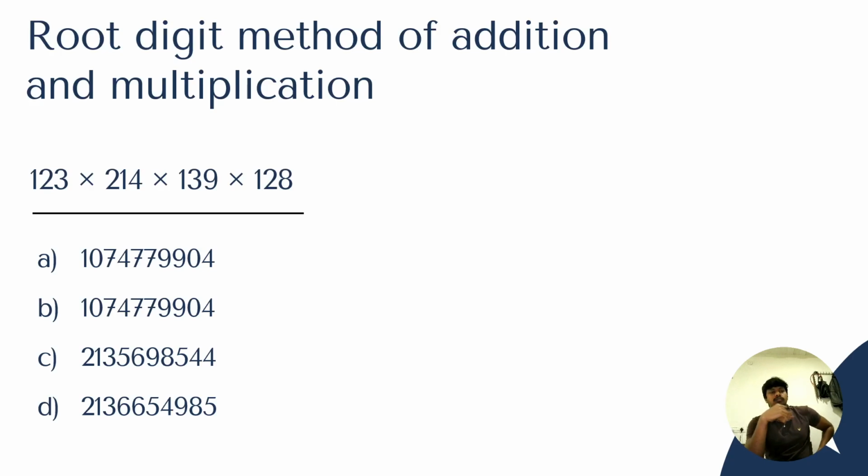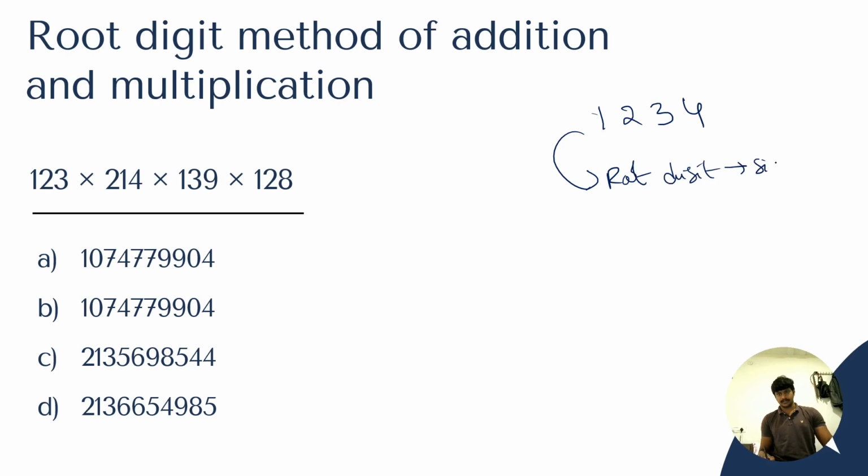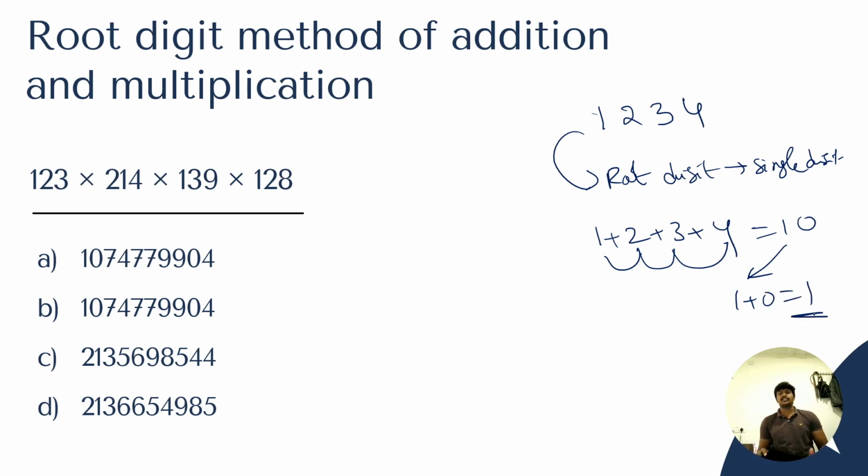Now, the root digit method. What is meant by the root digit method? Think of it like adding the number plate of a bike. Let us take the number 1, 2, 3, 4. The root digit is simply adding all of them and converting them into a single digit. 1 plus 2, 3. 3 plus 3, 6. 6 plus 4, 10. If you are getting 10, again add them until you get a single digit. You have to repeat the process until you get a single digit. That is what is meant by root digit. So this is the root digit of 1, 2, 3, 4.